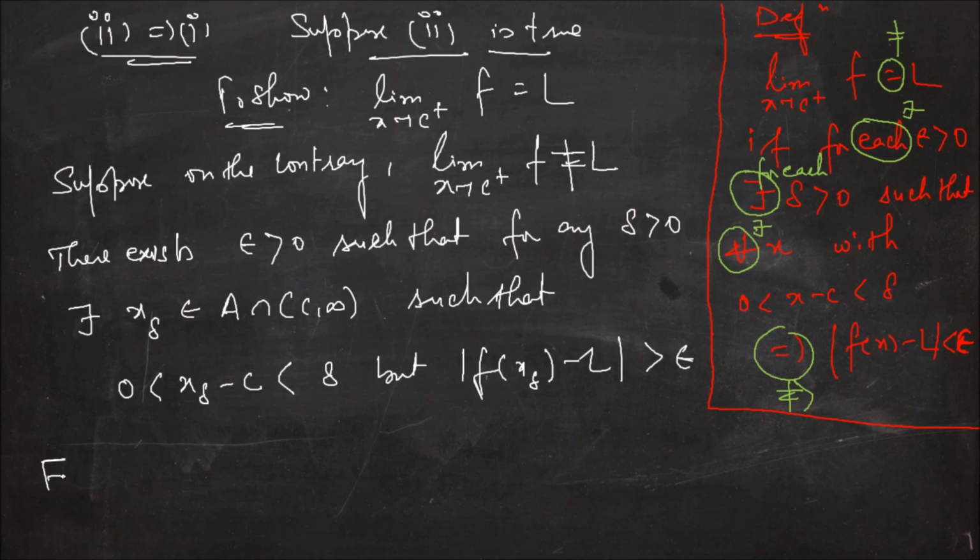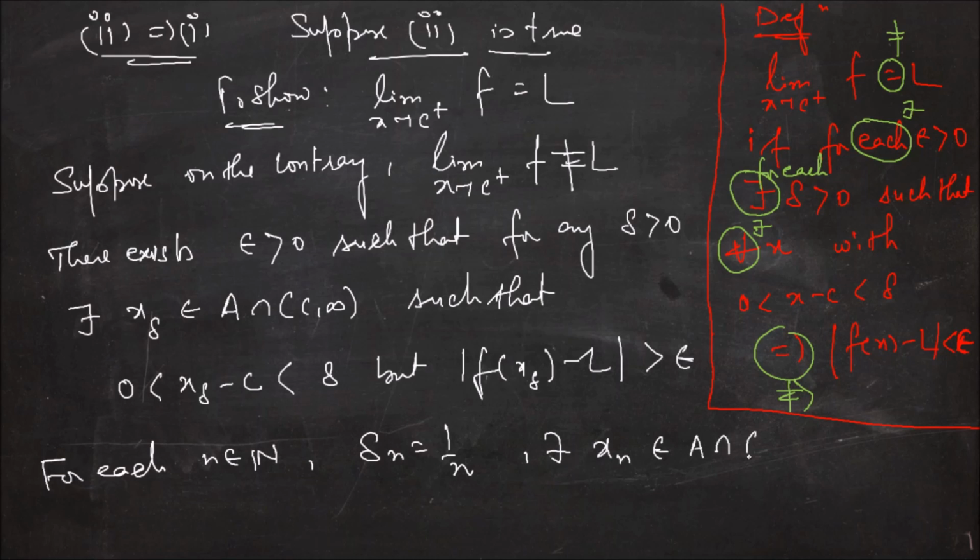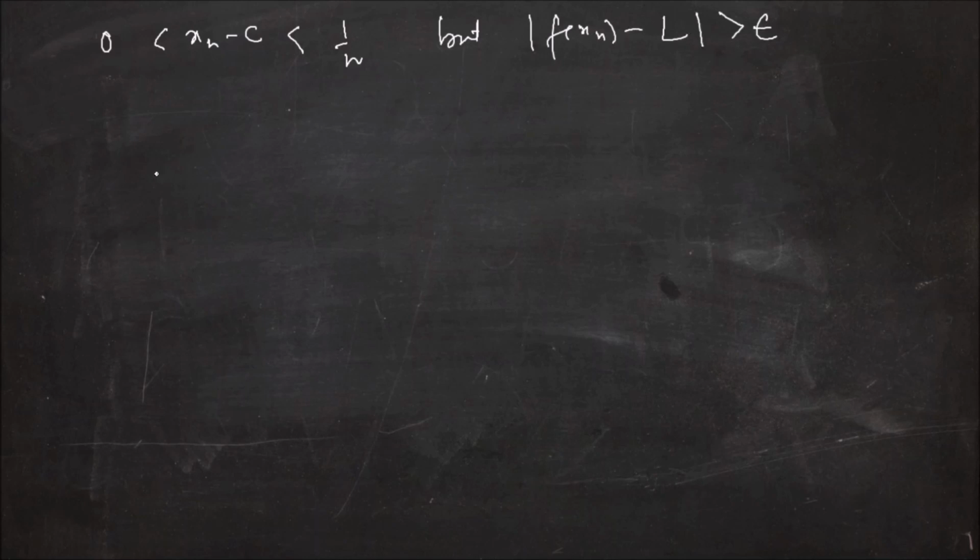So for each n belonging to N, for delta_n equal to 1 by n, there exists x_n belonging to A intersection (c, infinity) such that 0 is less than x_n minus c is less than 1 by n, that is delta_n, but f(x_n) minus L is greater than epsilon, and this is true for all n belonging to N.